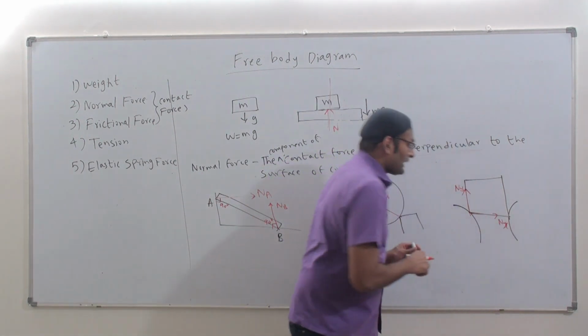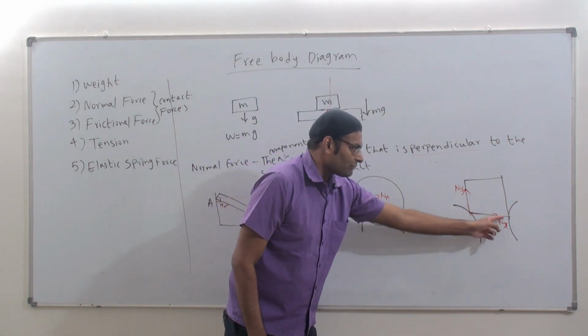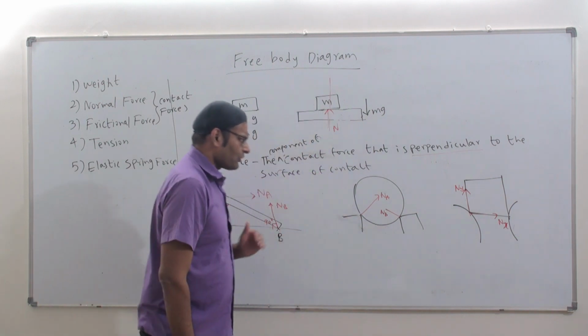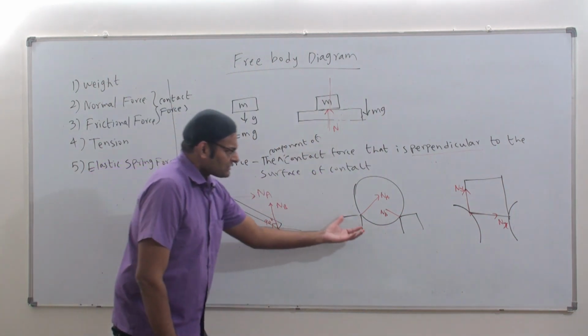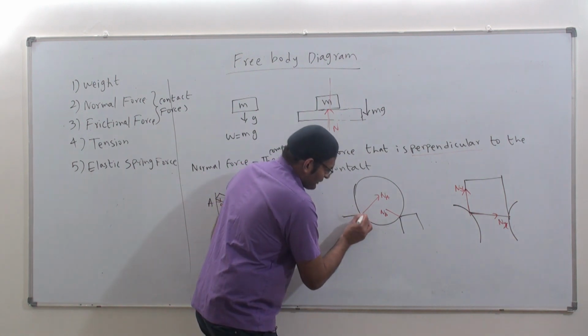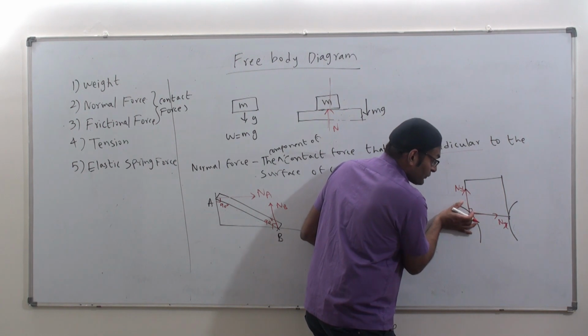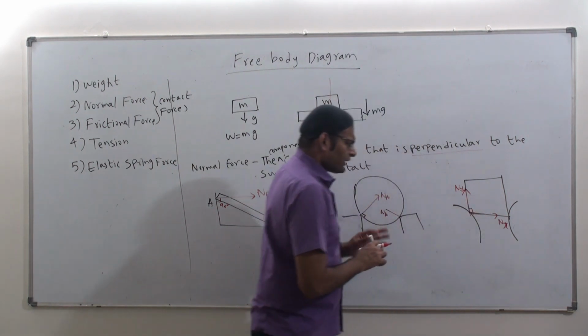We need to know that NY and NX are independent, that is, normal force in Y and normal force in X are independent. I repeat the concept. So what am I doing here? On this surface, NA is perpendicular. You can take a perpendicular here. I am resolving into two components, NX and NY. You need to remember this thing.